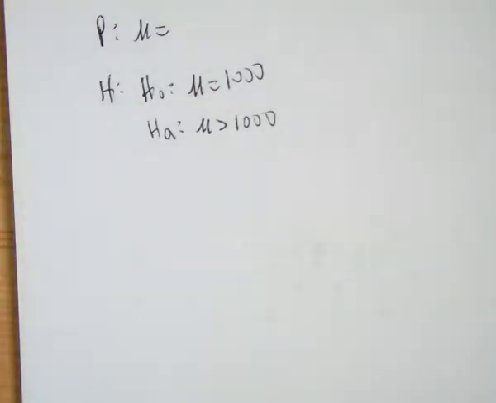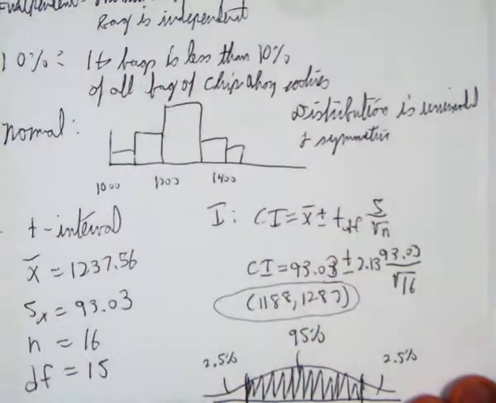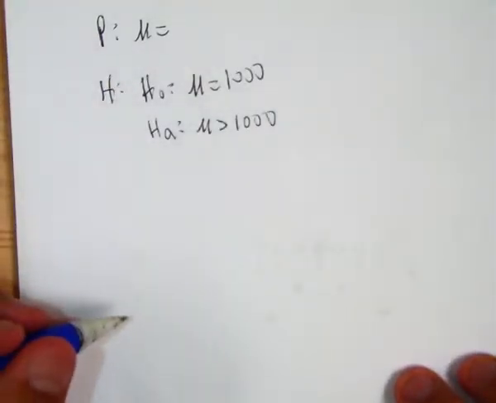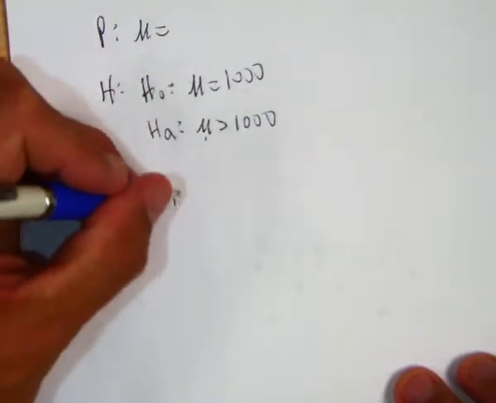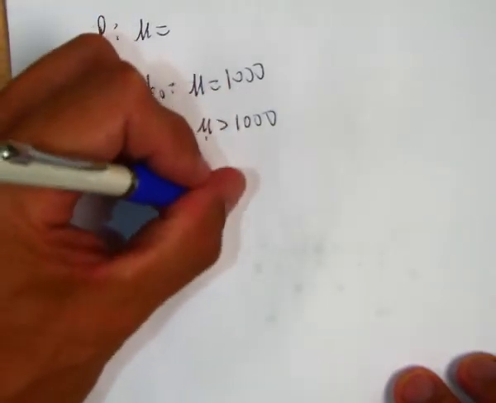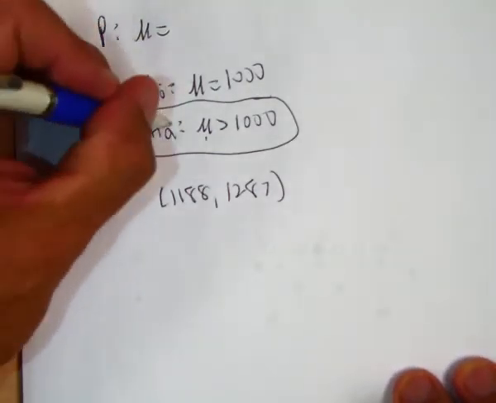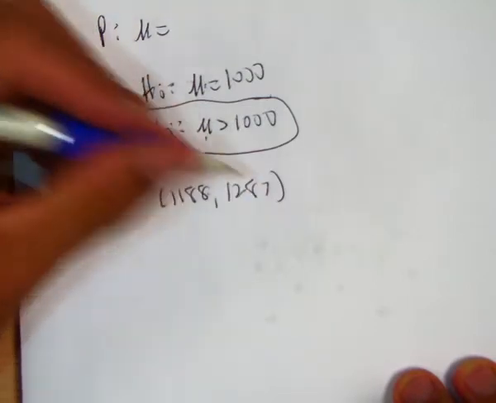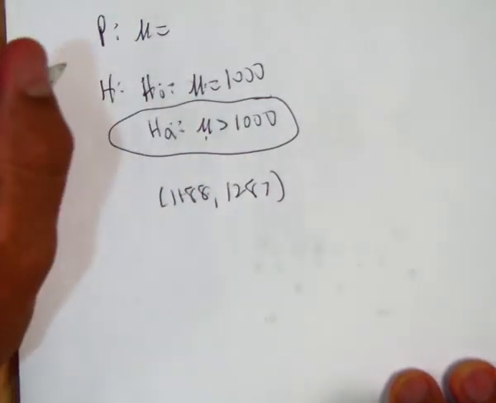Okay, so here's our interval. It's right here. So based on our confidence interval, what will we find for our hypothesis? Is there evidence that mu is 1,000, or is there evidence that mu is greater than 1,000? Well, if our interval goes from 1188 to 1287, then what would we do? We would reject the null and accept the alternative, because 1,000 is not in our confidence interval. Our confidence interval is clearly above 1,000. It's closer to between 1,200 and 1,300, so we would definitely reject the null here.